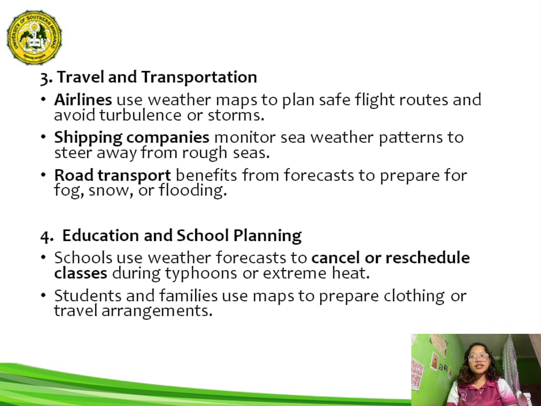So the fourth one is education and school planning. How do schools decide when to suspend classes? Schools use weather forecasts to cancel or reschedule classes during typhoons or extreme heat. Students and families use maps to prepare clothing or travel arrangements.